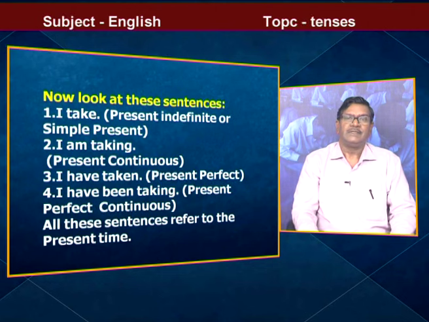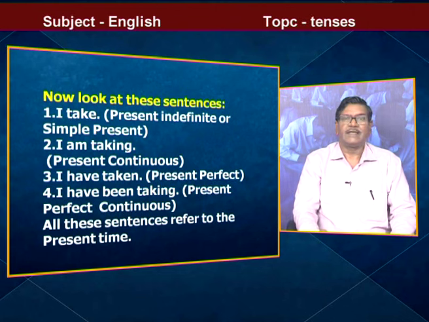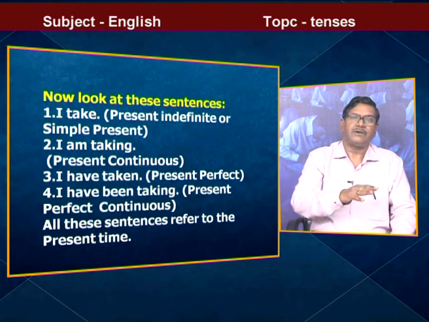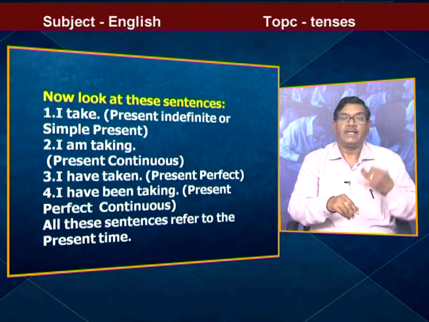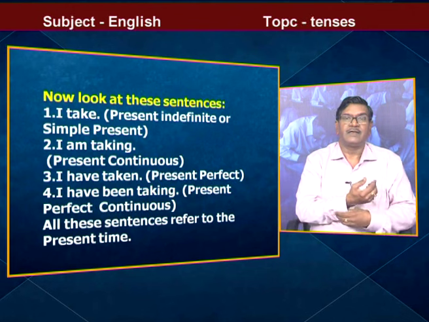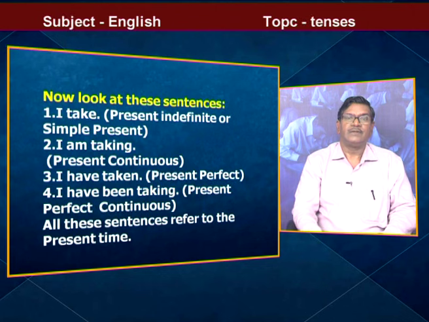So again in present tense, there are 4 kinds of tenses. What are they? Present indefinite or simple present, present continuous, and then present perfect and present perfect continuous. These are all the tenses which refer to the present time.